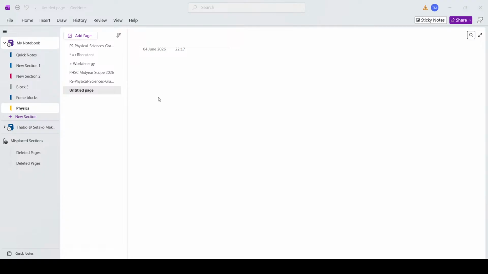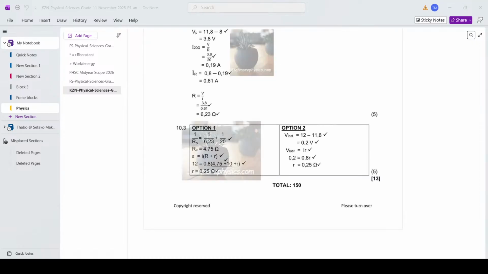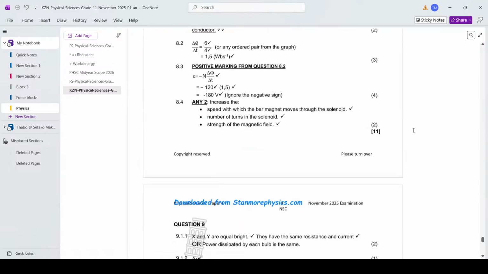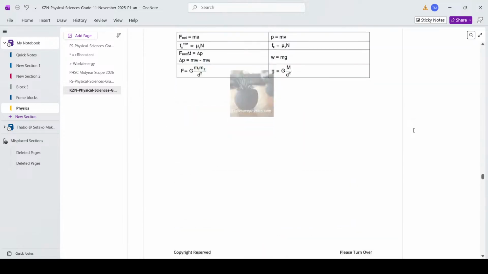Wait. Okay, here it is. It's still loading. It is a question paper and memo. I just downloaded it now.